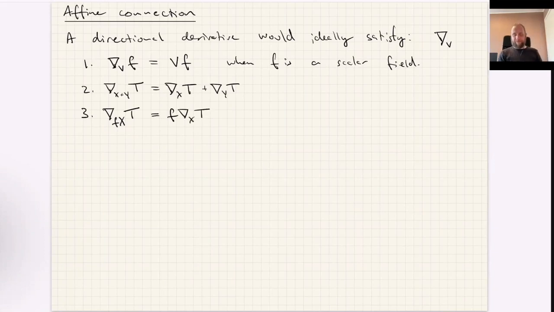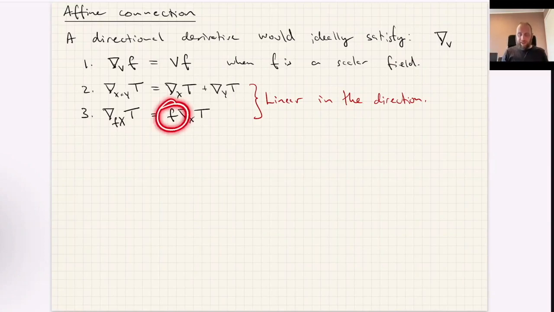So these are linear in the direction. And note here that this should hold true even if f is not a constant. So for example, if I multiply the vector direction in which I want to take the derivative by a number that depends on the position, I should still just multiply the derivative by that function.